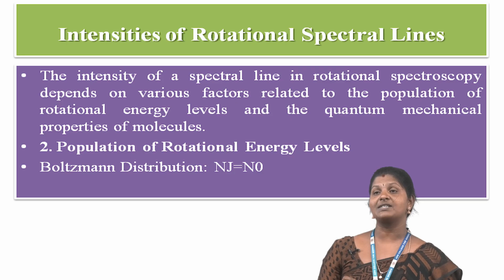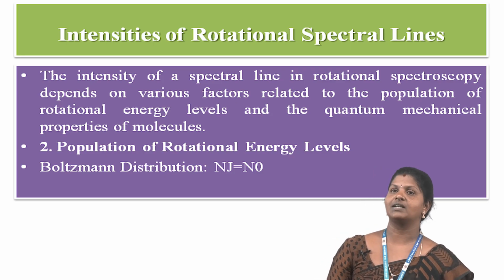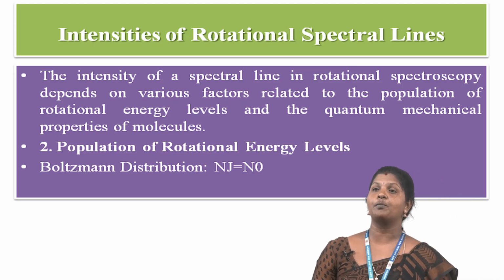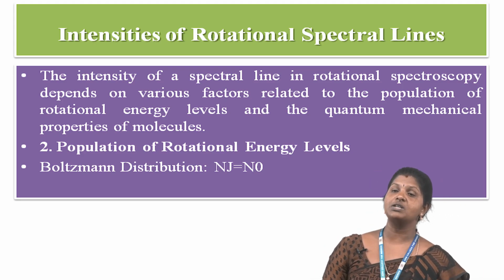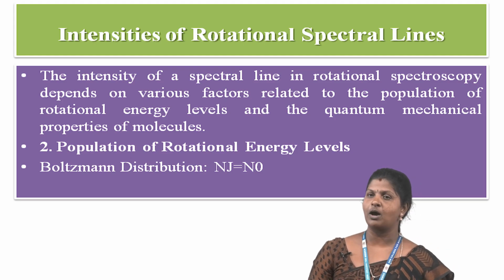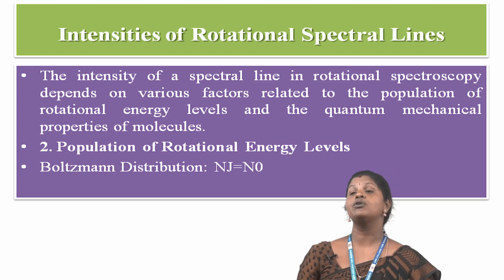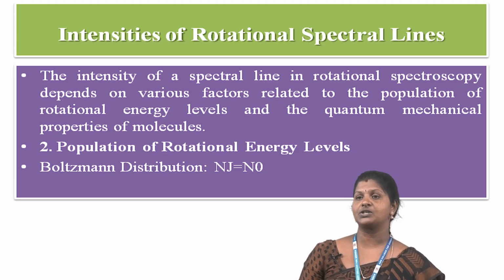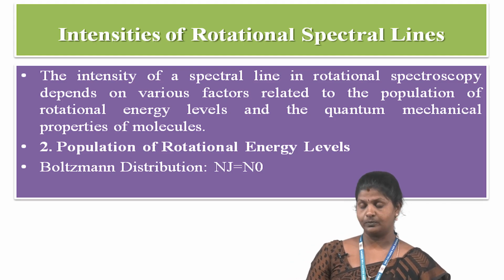The intensity of the spectral line in rotational spectroscopy depends on various factors related to the population of rotational energy levels and the quantum mechanical properties of the molecule. Population of rotational energy levels, the Boltzmann distribution: at thermal equilibrium, the population N_J of rotational level J is given by the Boltzmann distribution. That means N_J is equal to N_0.